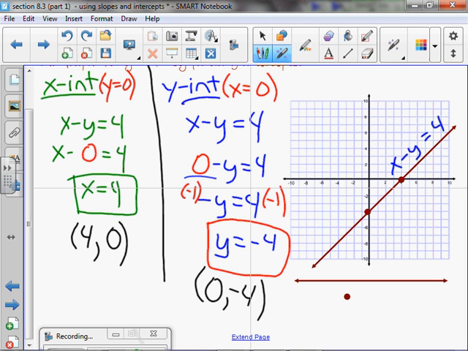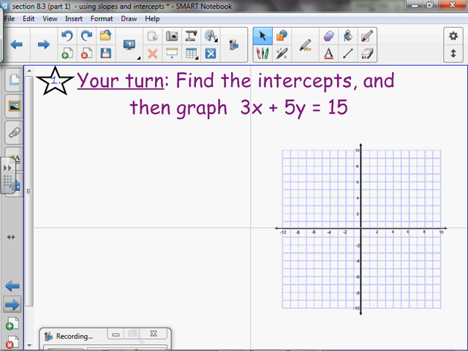Okay? And that's it. What you are going to do right now is you are going to try to find the intercepts to graph 3x plus 5y equals 15. Remember, you do that by setting first x equal to 0 and then y equal to 0. You find your 2 points, and assuming that you agree this is a linear equation, then you can just graph from there. That's the end of the video.